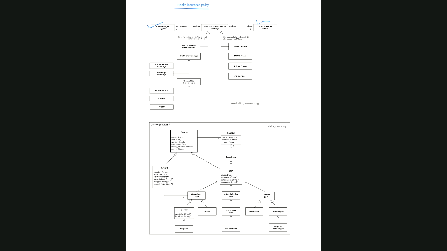Now, several generalizations of health insurance policy could be grouped into a generalization set called coverage type. You see this coverage type? I repeat, several generalizations of health insurance policies could be grouped into a generalization set called coverage type. This set includes policies grouped by coverage type: job-based coverage, self-coverage, and benefits coverage.